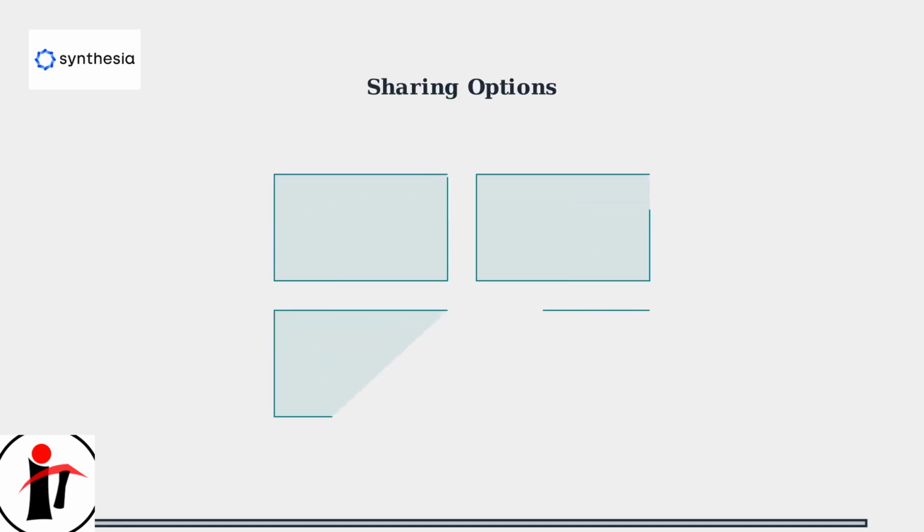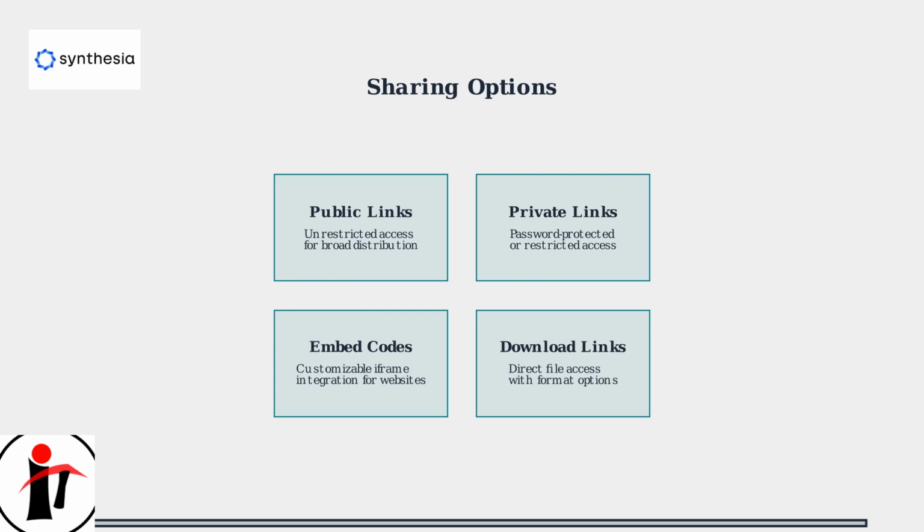Synthesia provides four main sharing options: public links for unrestricted access, private links with password protection, embed codes for website integration, and download links for direct file access. Now, let's examine the different privacy levels available for your shared content.